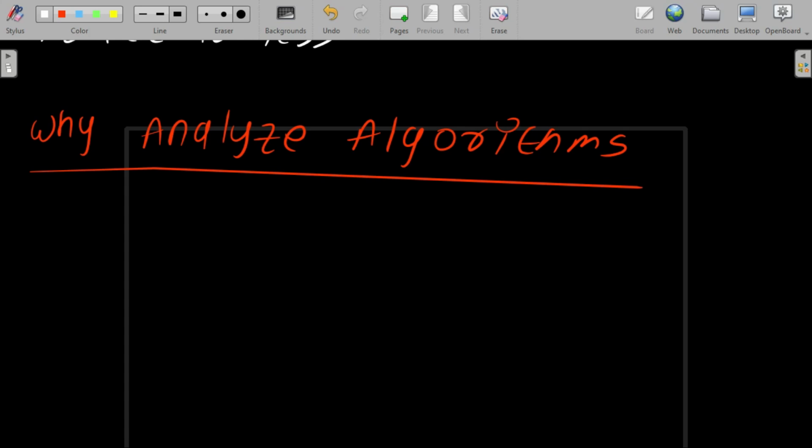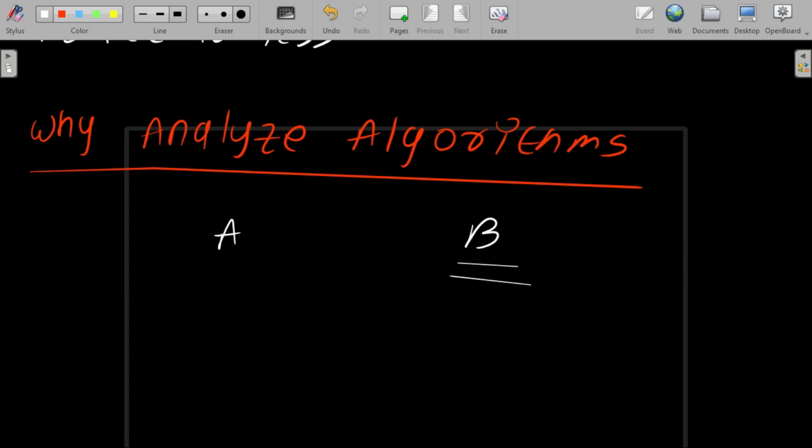So let us understand with an example. Suppose we have two students. Let the first student be A and the second student be B. Student A searches for a book in a library by checking every shelf, meaning student A is checking every book to find his required book. Student B uses a library catalog and directly goes to the correct shelf.